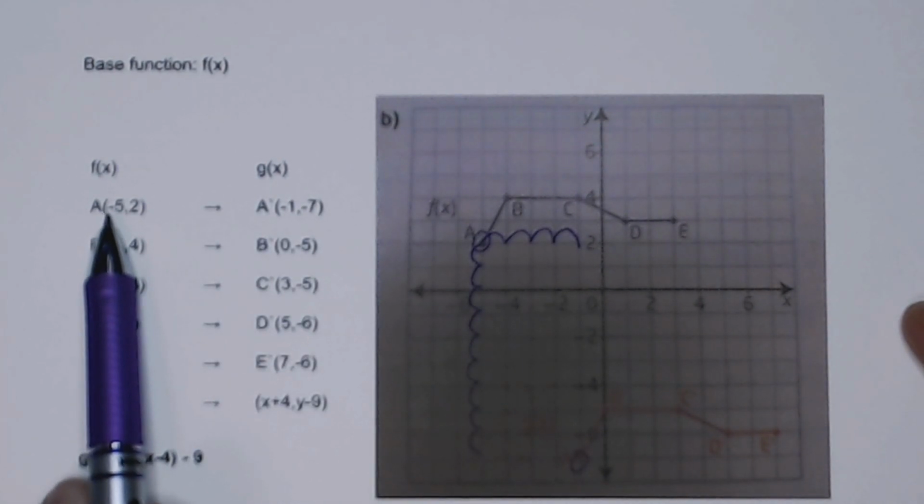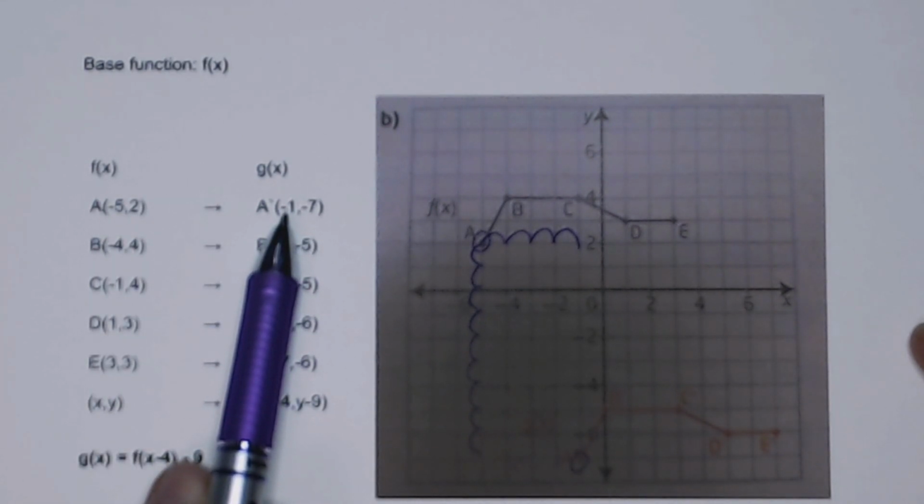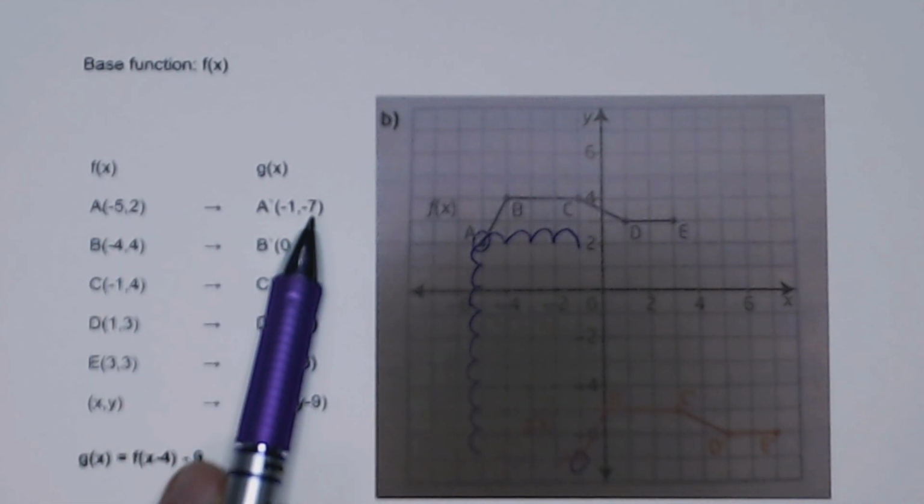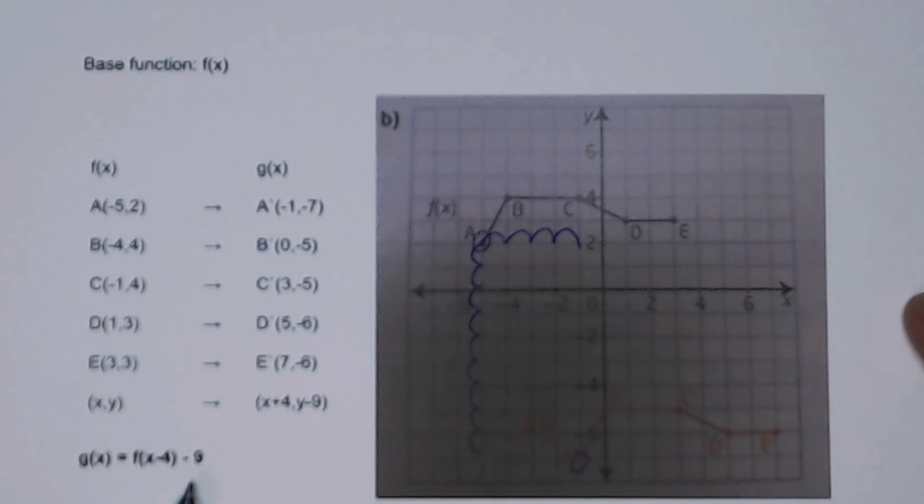You can also see this difference if you take the difference between the new and old coordinates. The difference between -5 and -4 is 4 for x, and the difference between 2 and -7 is -9 for y. And that will give us our new (x, y) coordinates. (x, y) changes to (x plus 4, y minus 9). It's moved 4 to the right. Remember, to the right is a positive change. And y minus 9 means it has gone down 9 units. So when we determine our new graph, g of x is equal to f of x minus 4, minus 9.